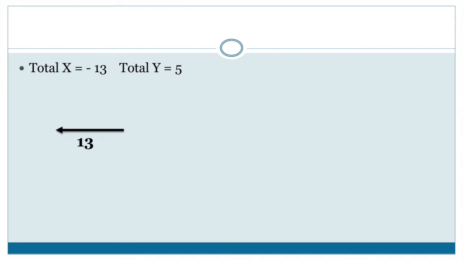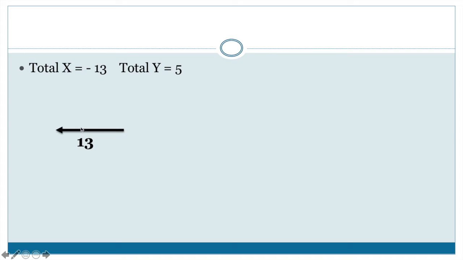All right, now our totals are negative 13 and 5. So we're going to sketch that out as our next step. We're going to start just anywhere. You go the x direction, then the y. The negative 13 means you're going to go west 13. You can now get rid of that negative.